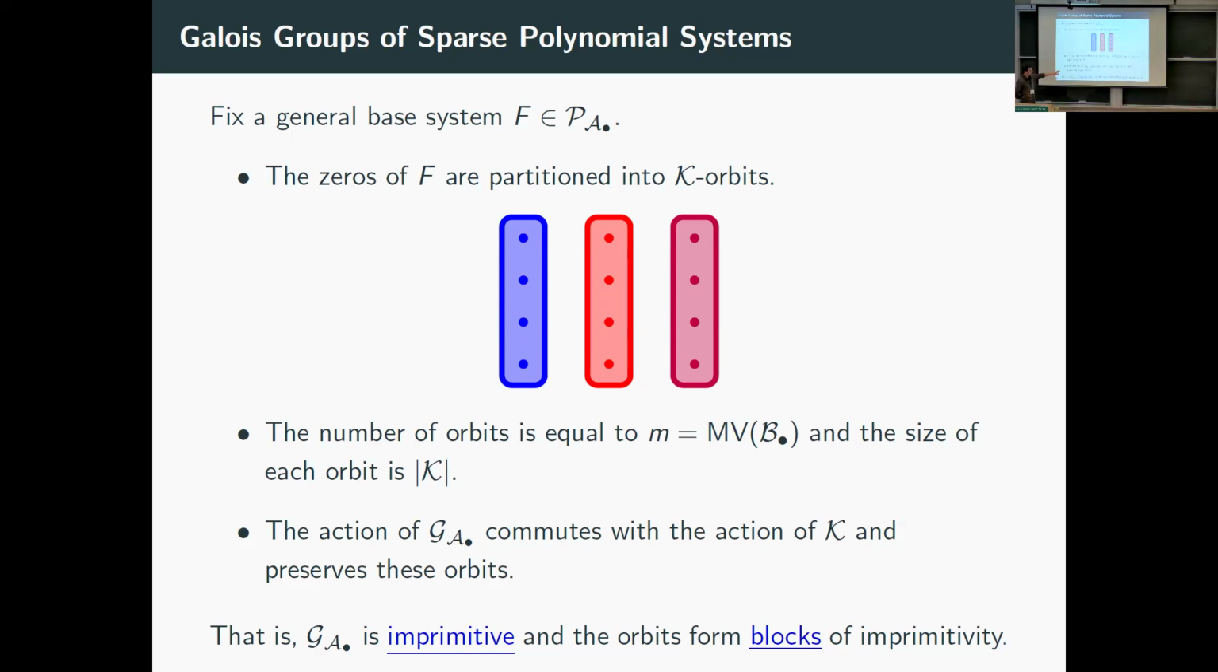And then what's really nice is that this Galois group action on the zeros of F actually preserves this partition, because the Galois action commutes with the action of K on the zeros also. So the Galois group is actually imprimitive. There's some non-trivial partition of the zeros that's preserved, and we'll call these orbits blocks of imprimitivity, because this is the partition that's actually preserved by the Galois group. So automatically, just from this description, you can say that this Galois group is not equal to the symmetric group, because the symmetric group would not preserve any such partition. So the Galois group being imprimitive is a constraint: this Galois group is not equal to the symmetric group no matter what you do.